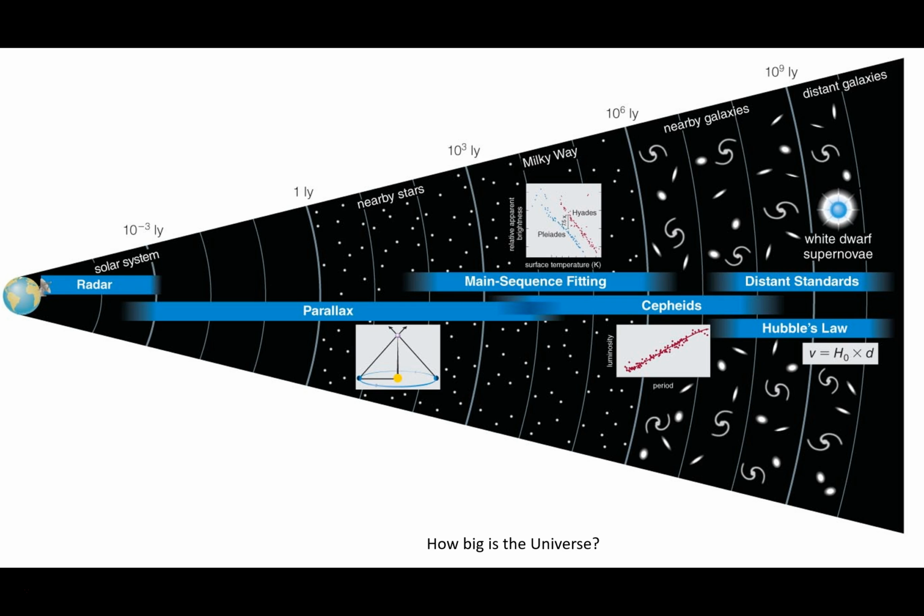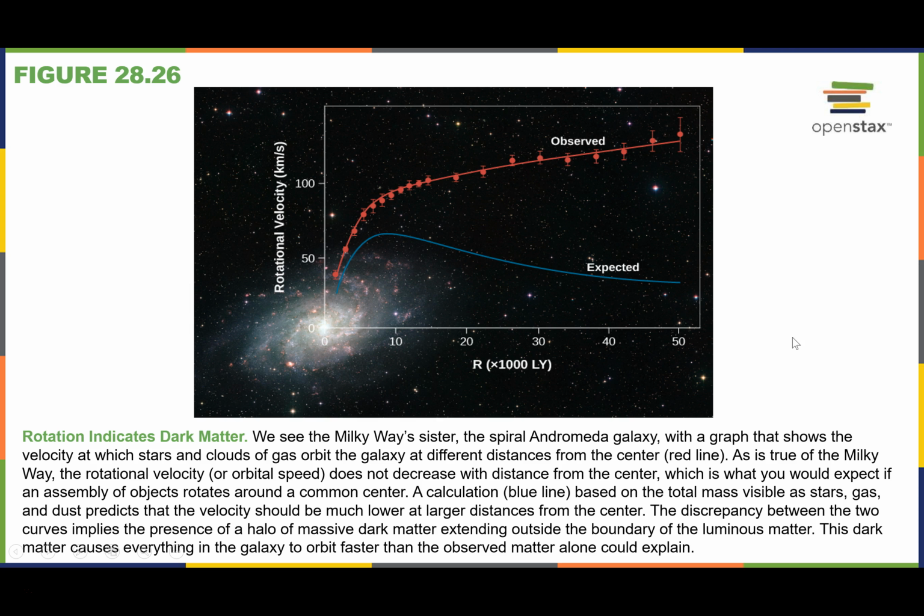And then kind of finished up in talking about different ways of telling distances. So these are ordered from closest to farthest away. We can use radar for close things, parallax for a little farther things, main sequence fitting, then Cepheid variables, and then distant candles, distant standards such as white dwarf type 1a supernova, and Hubble's law. So know the order of getting farther and farther away with those techniques.